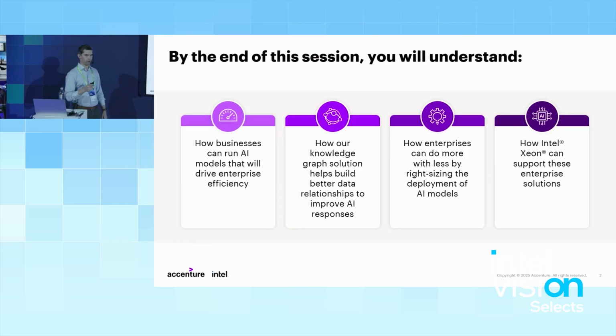Sweet. We're going to talk about activating small language models on Intel Xeon to accelerate business outcomes. So what I'm hoping we all take away from this talk today is a few things. One, how can businesses run AI models that'll drive AI efficiency? Two, I'm hoping to teach you a little bit about knowledge graphs and some of the really interesting applications of knowledge graphs and how you can drive more accuracy in AI results from it. I'm also hoping that I can talk to you a little bit about right-sizing the deployment of AI models. And then, of course, because it's Intel Vision, I have to tell you how this all plays into the Intel Xeon space.